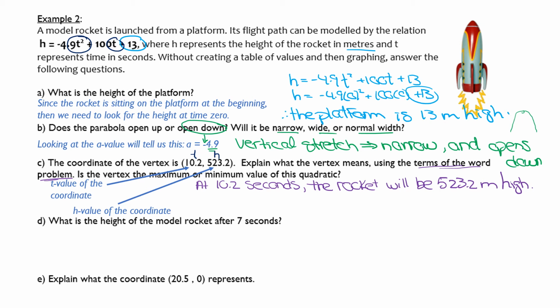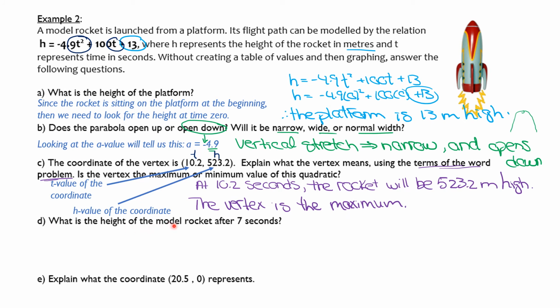Second part of the question says, is the vertex the maximum or the minimum? Remember that we already know it opens down because of the negative in front. So if it opens down like this, we know the vertex must be the maximum value. The vertex is the maximum.